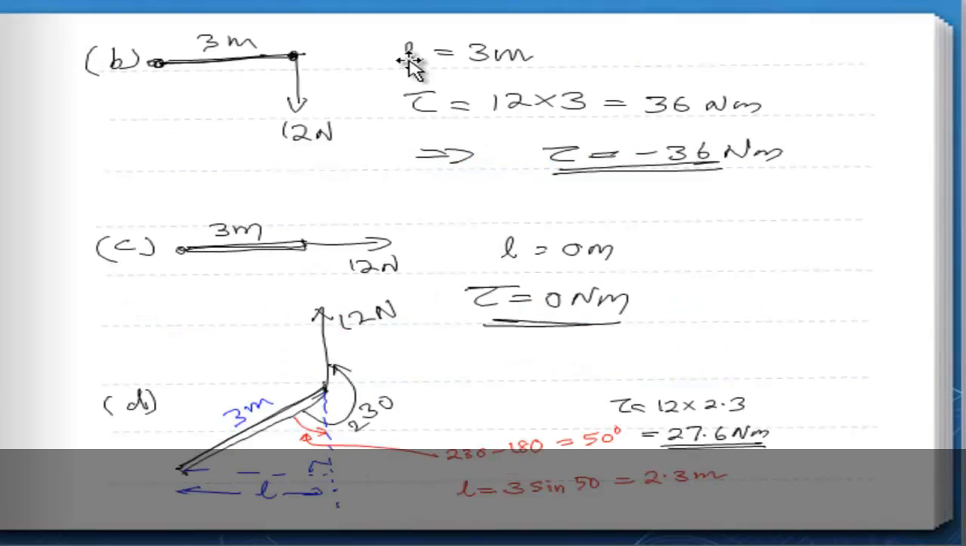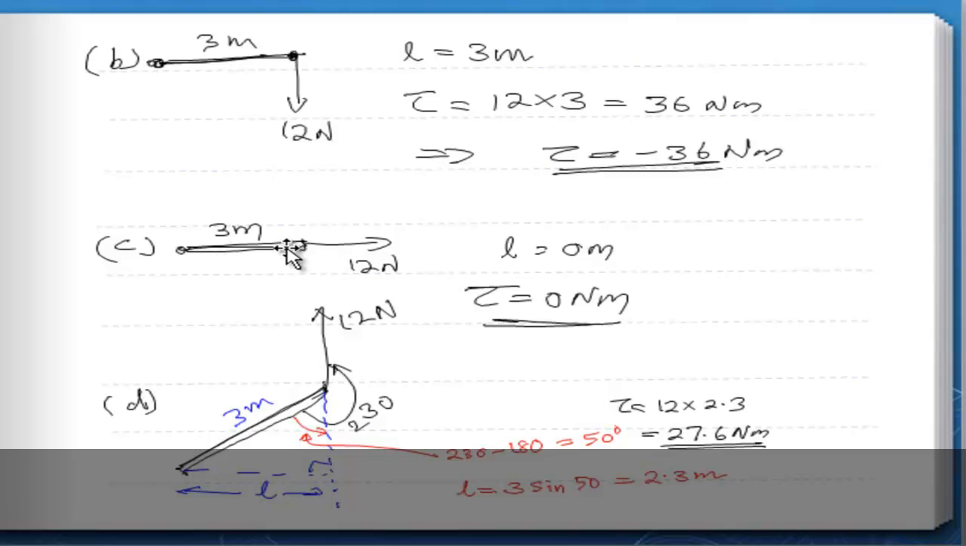In the second one, the lever arm is the same as the length of the rod because it's a 90-degree angle. So L equals 3 meters. So the torque is 12 times 3. That's 36 Newton meters. Considering the direction, it's a negative torque, so negative 36 Newton meters.